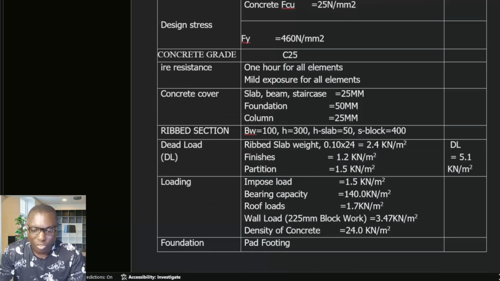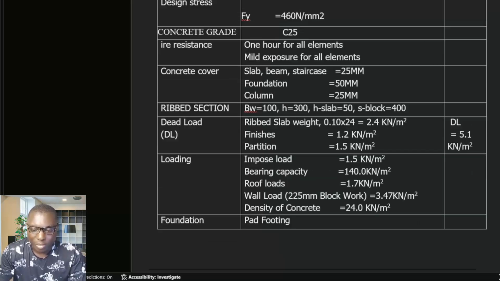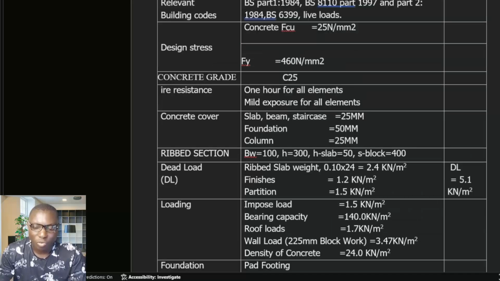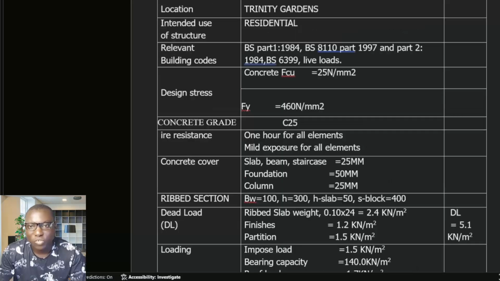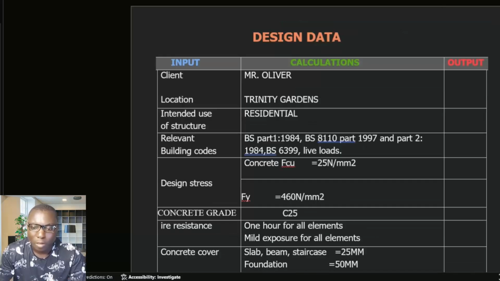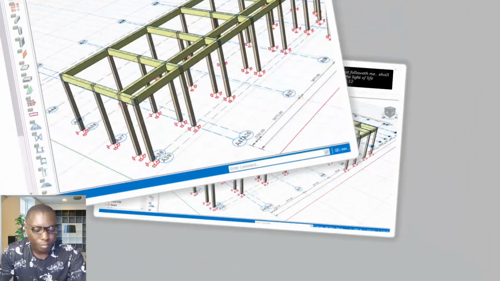And then you see we have the dead load, the finishes, the partitions, the imposed load as well, and the bearing capacity. Although we are not designing the foundation of this structure, because we are considering the rib and the waffle slab design, let us make progress so we can start from the first floor.